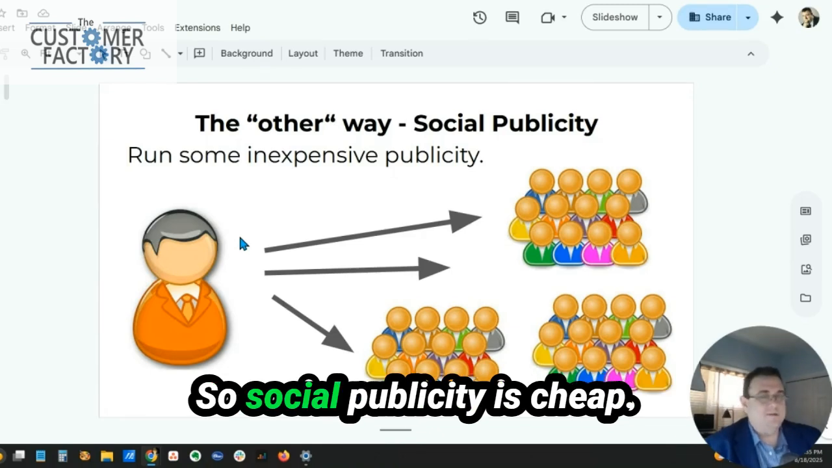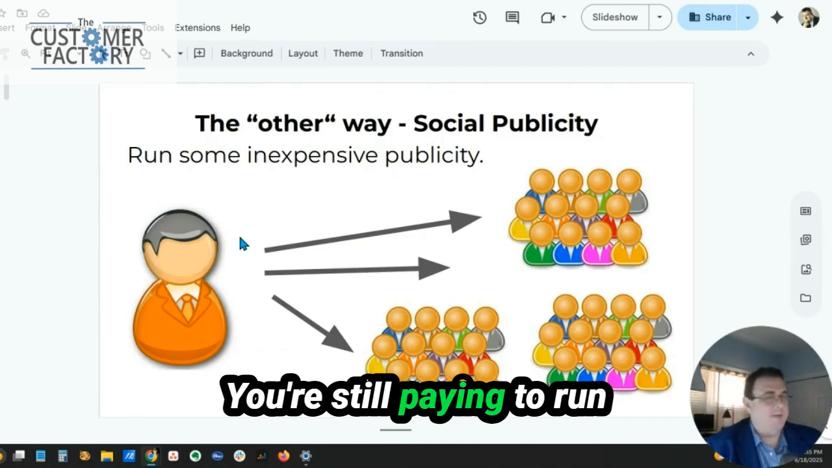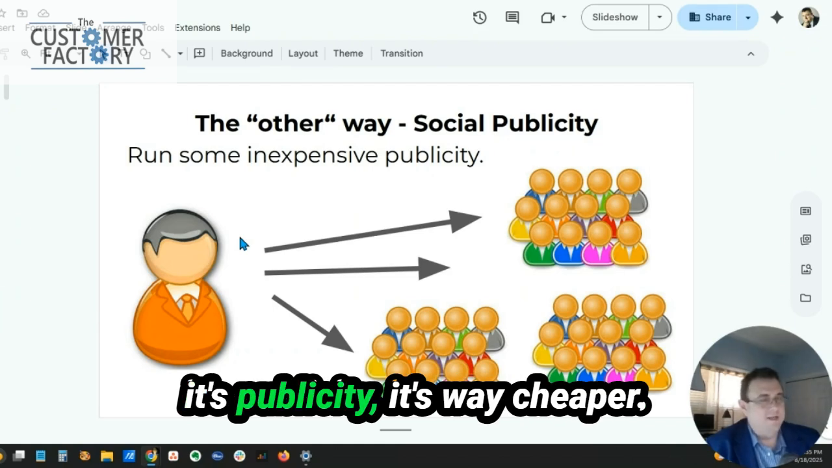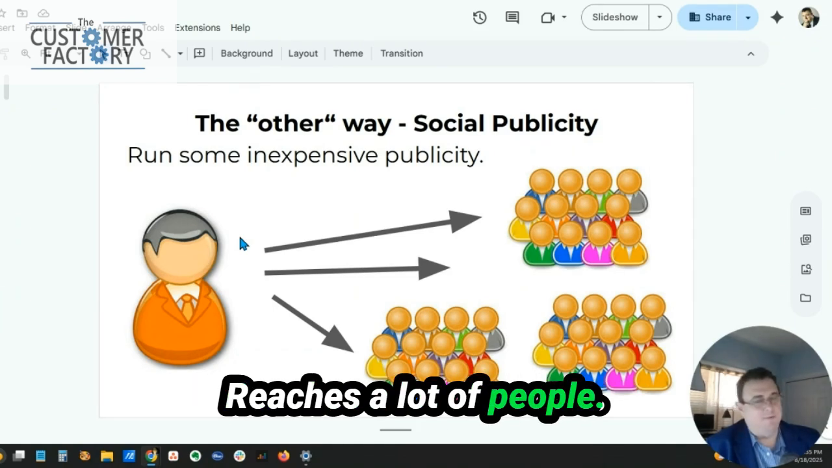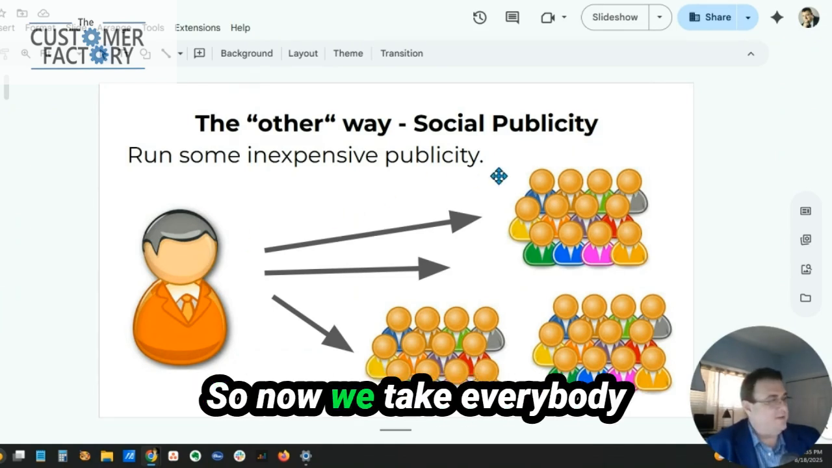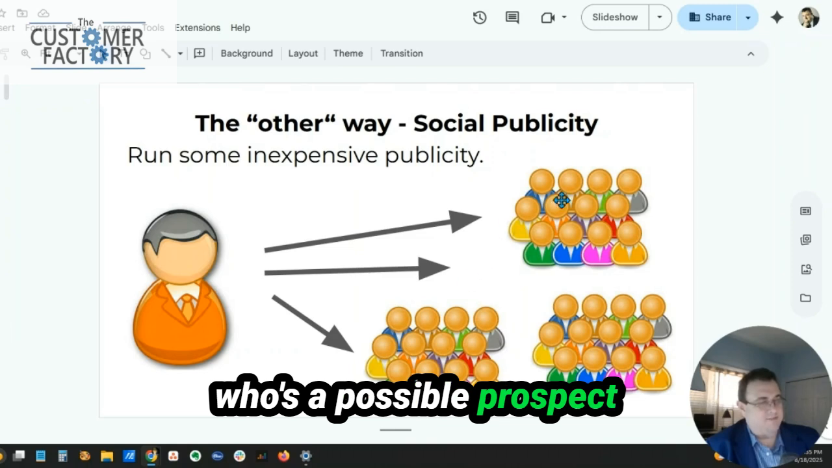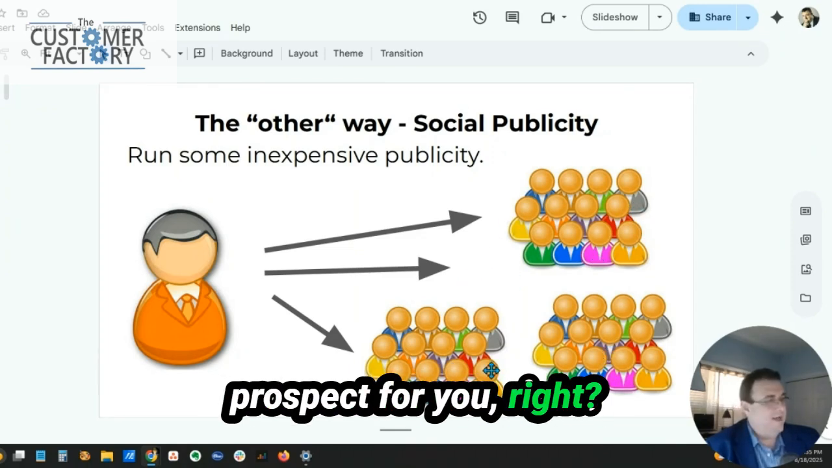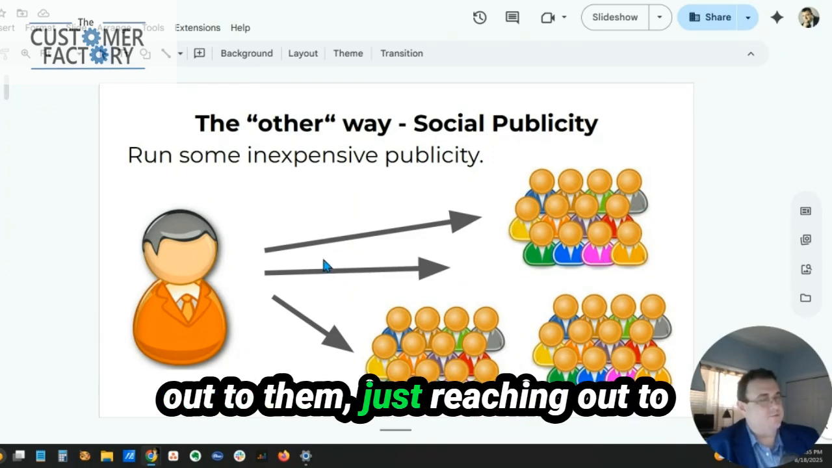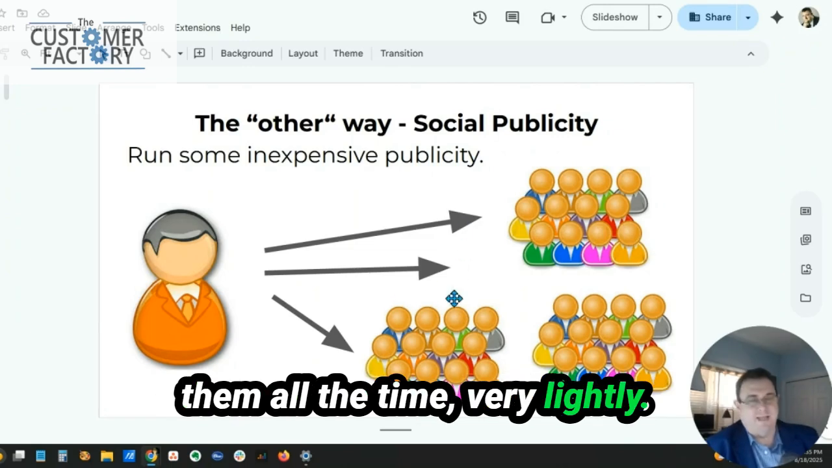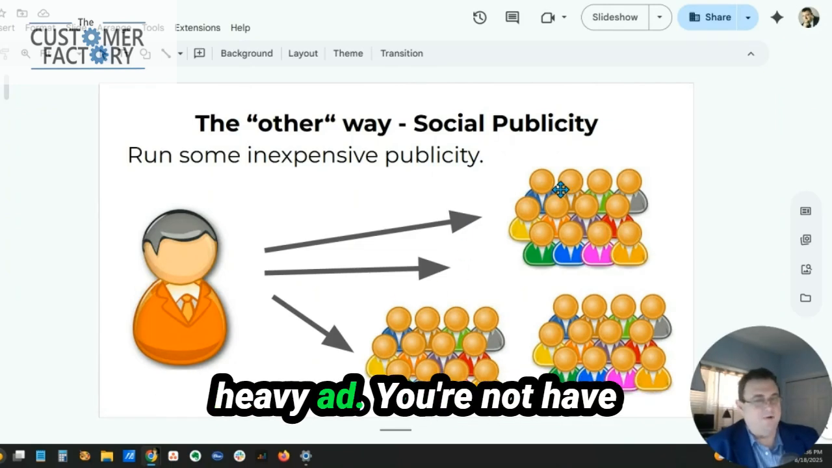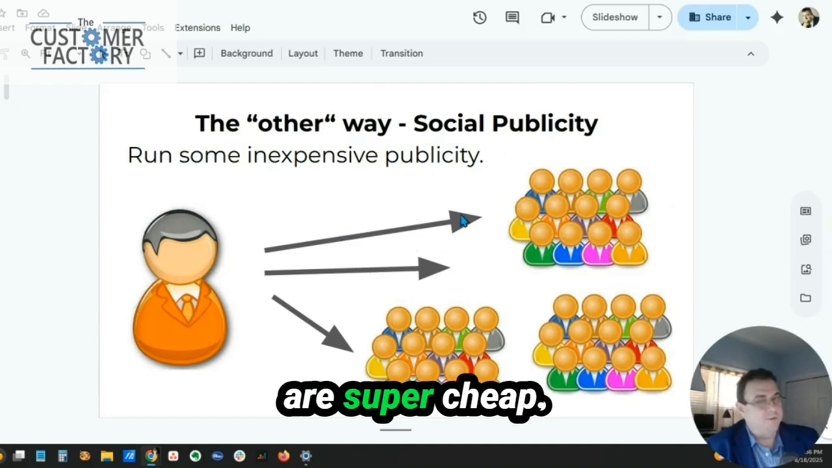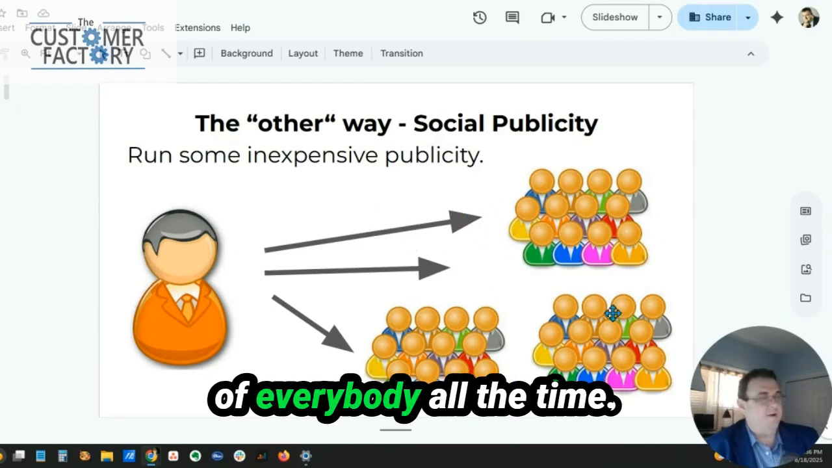So social publicity is cheap. You're still paying to run promotions, but it's because it's publicity, it's way cheaper. It reaches a lot of people a little bit all the time. So now we take everybody who's a possible prospect in your market, like everybody who could possibly be a prospect for you, right? And now you're just reaching out to them, all the time, very lightly. You're not trying to run a heavy ad. You're not making them buy. You don't need them to buy right now because these ads are super cheap. So you're just being in front of everybody all the time.